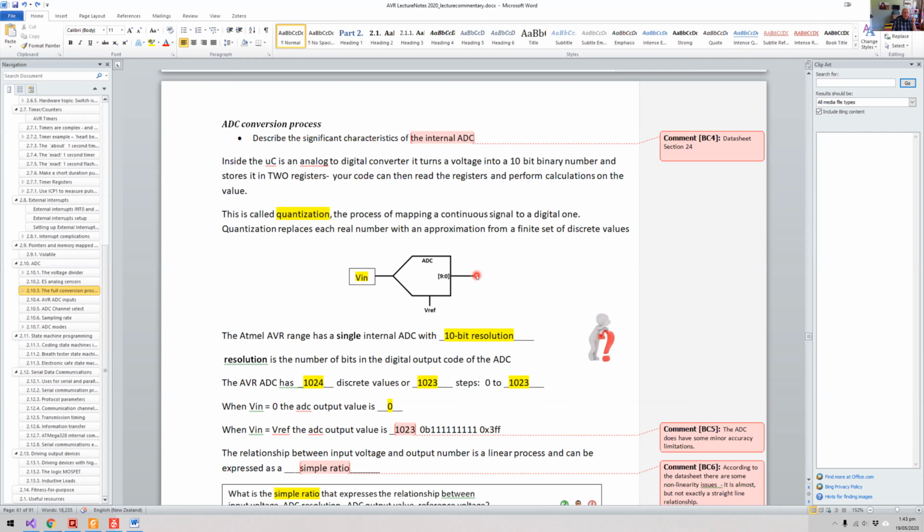So if this is 5 volts and this is 4 volts, then this will be the same output as if this was 4 volts and this was 4 volts. So you see, you can't wind this above the voltage reference and expect to get a higher number out. Just really clear about that.